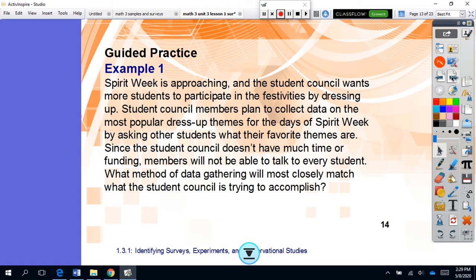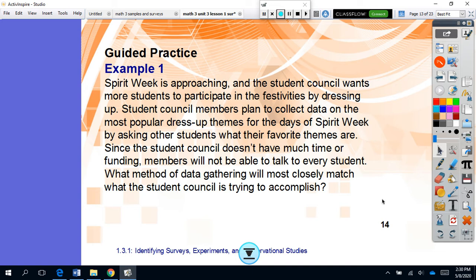If you need to stop and read this, that's fine. So we've got Spirit Week approaching, and Student Council wants more students to participate in the Spirit Week. So they decide to go and ask the students what their favorite themes are. Since they don't have much time or funding, they'll not be able to talk to every student. So what are they going to do?